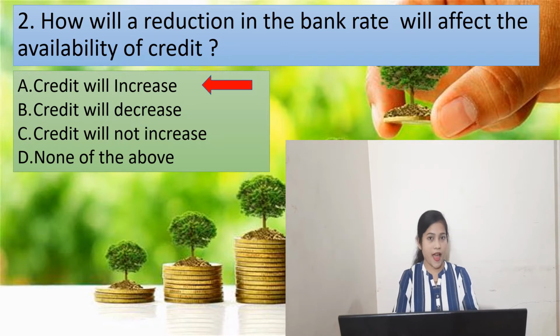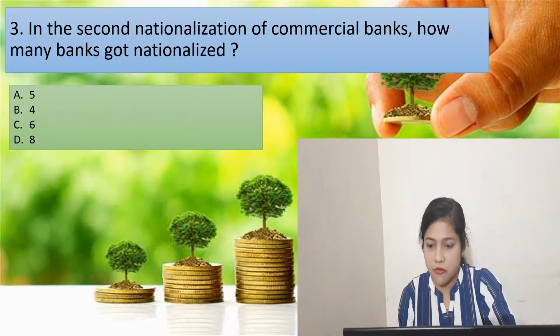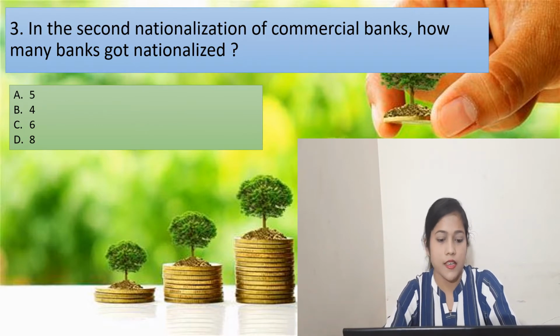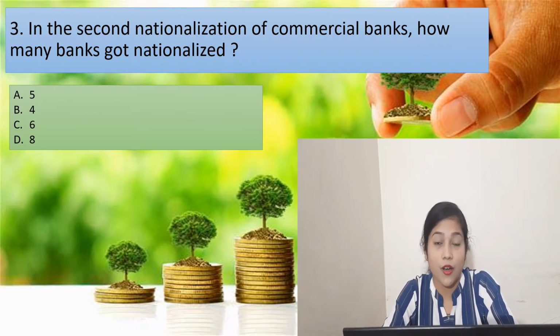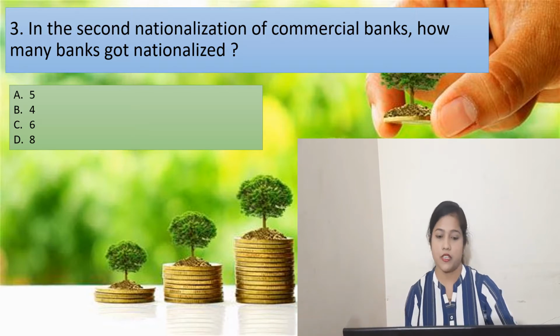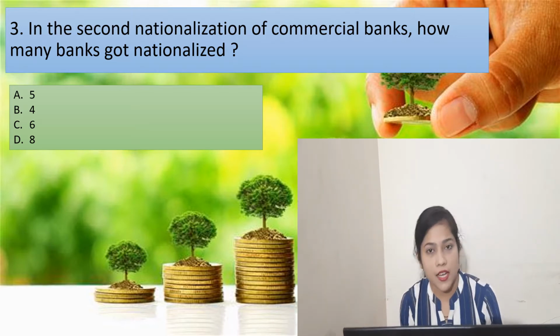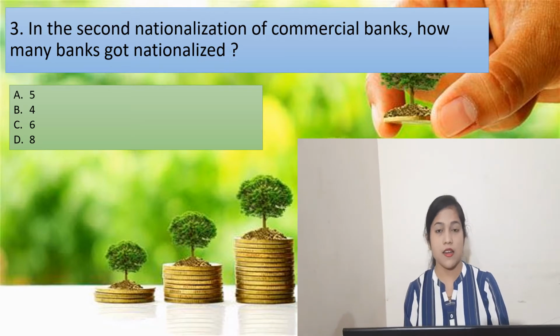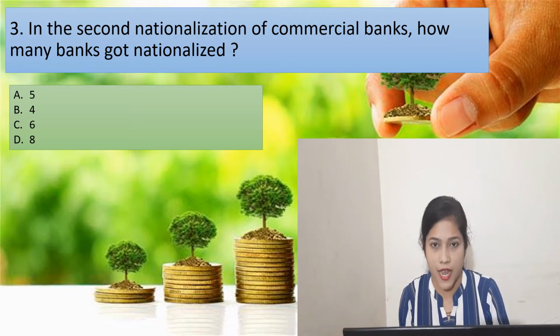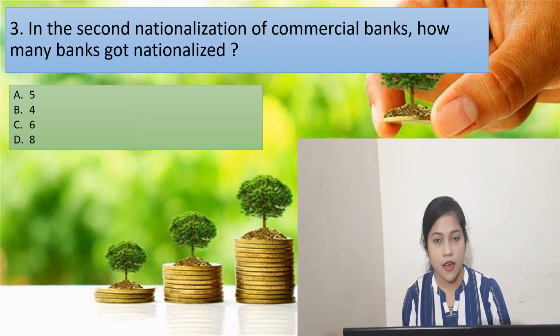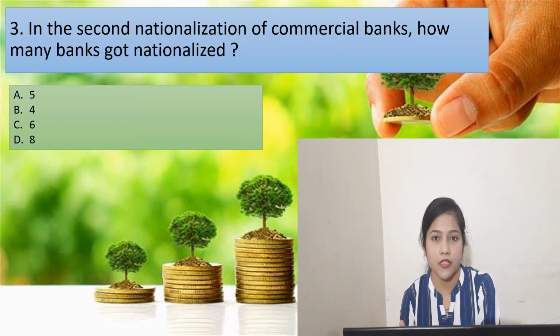Remember, 4.25% is the current bank rate followed by RBI. Moving to the third question, on the second nationalization of commercial banks, how many banks got nationalized? As you know, till now only 20 banks got nationalized. Coming to the question, second nationalization of commercial banks.